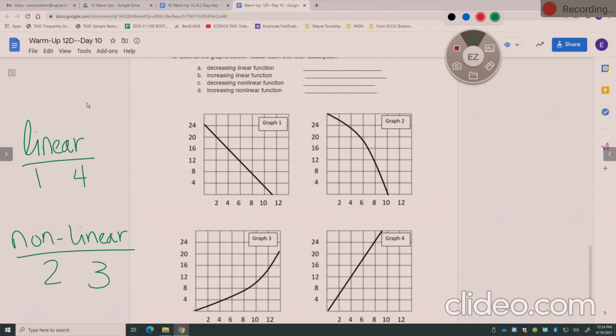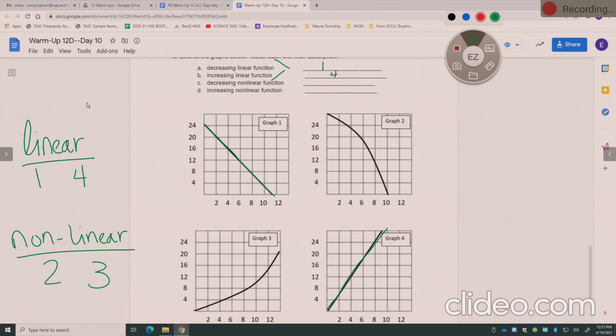So, decreasing linear function, I'm looking for the line that is going down and to the right. So between 1 and 4, graph number 1 is going down and to the right. Increasing linear function means I'm going up and to the right. So the one that's going up and to the right and is still a line is number 4.